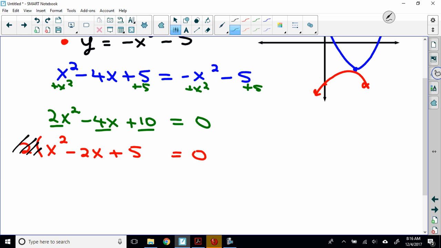Does 5 have factors that add up to 2? No, so we can't factor. So factoring's out. That doesn't mean there's not answers, though. But factoring is out because 5 has no factors that are going to add up to 2.